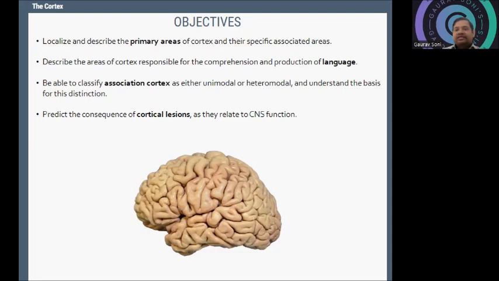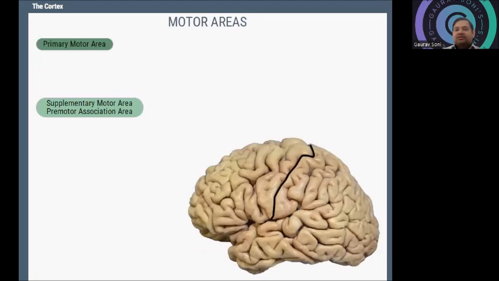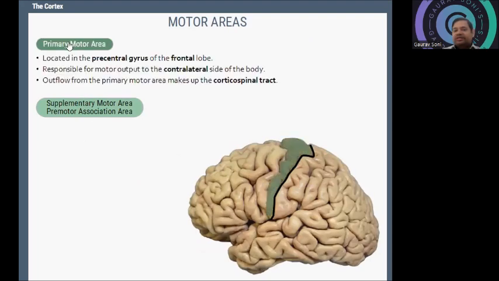So first of all, motor areas. There is the primary motor area, the supplementary motor area, and the premotor association area. The primary motor area, as you can see in this green color mark, is located in the precentral gyrus of the frontal lobe, responsible for motor output to the contralateral side of the body, meaning the opposite side of the body. Outflow from the primary motor area makes up the corticospinal tract.